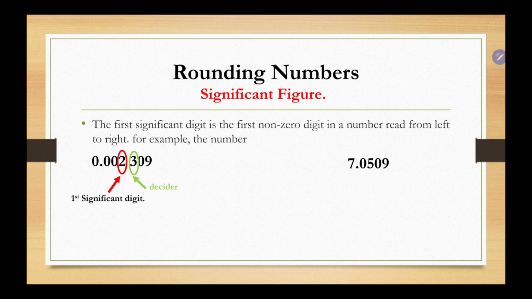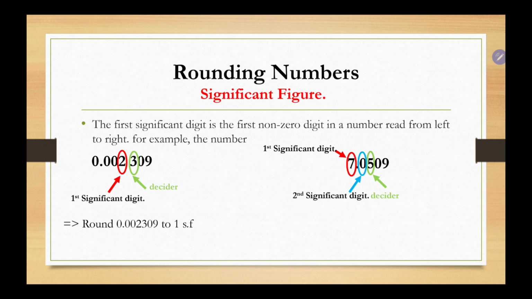Another example, we have 7.0509, and in this case, 7 is the first significant digit, 0 is the second significant digit, and 5 is the decider. Now, let's take a look at some examples. Round 0.002309 to one significant figure. The first significant digit was 2, so it means 3 is the decider. So remember, 3 is less than 4, so we have to round down. In this case, our answer is going to be 0.002.